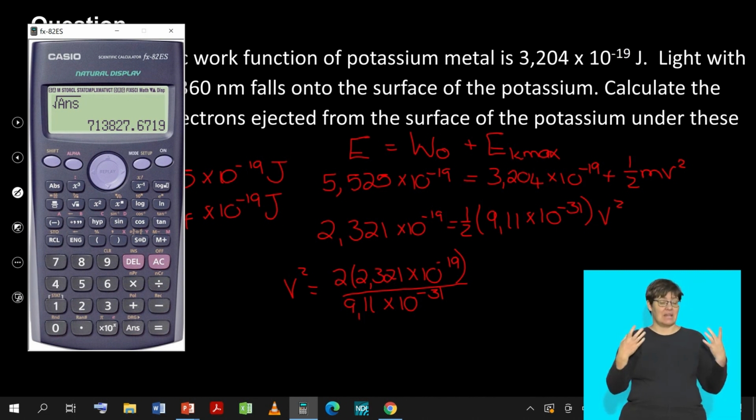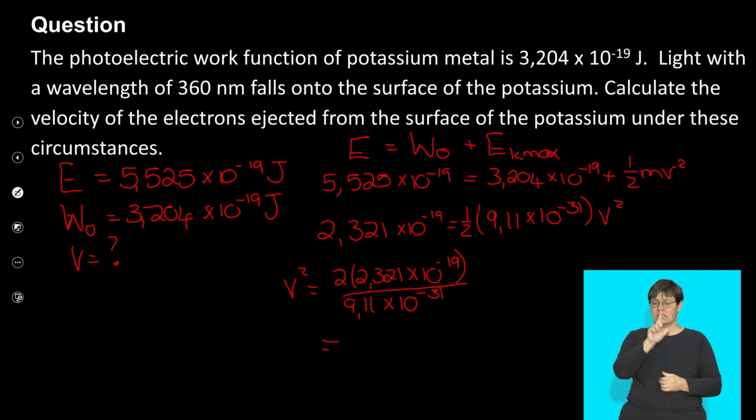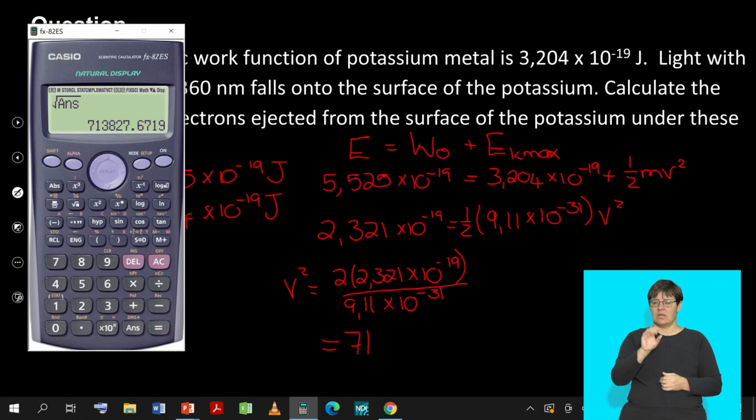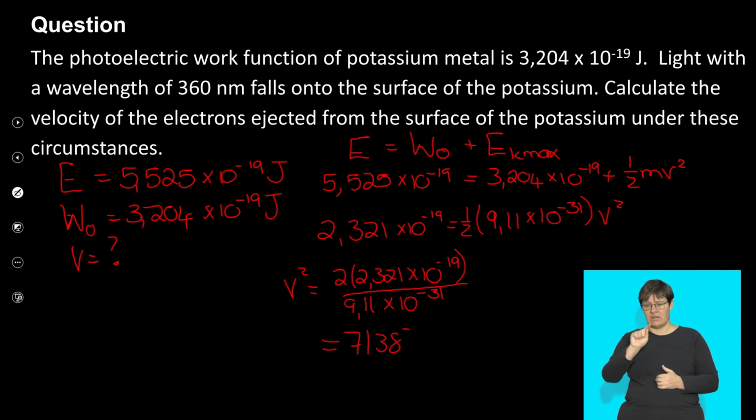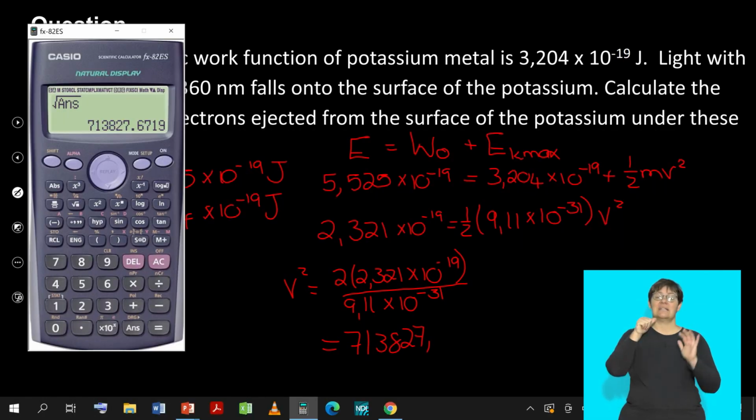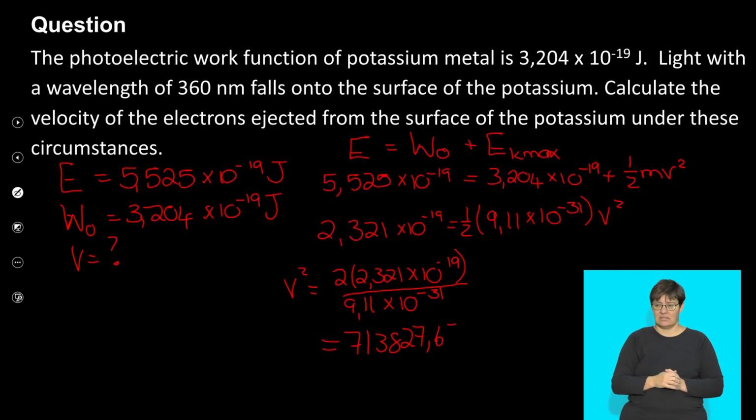Okay, now I get a big number. And what I want to do is put this into scientific notation. All your calculators can do that. So it's shift or not. This calculator can't. We'll just leave it as it is then, because that button isn't working. So it's 713827. Oh, that's a big number to remember. 713827.67. That's v, meters per second.